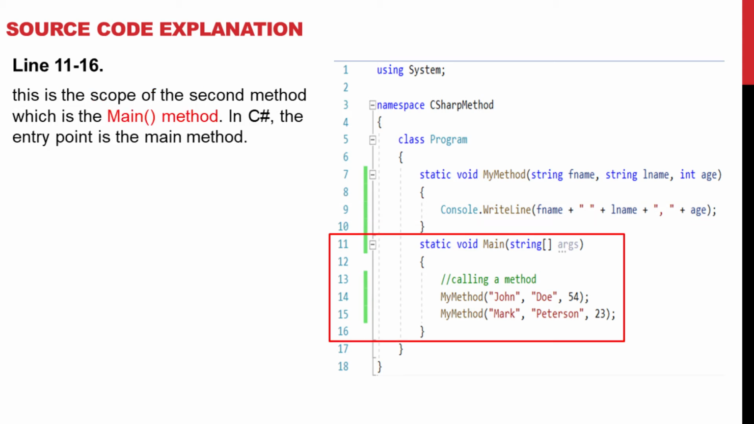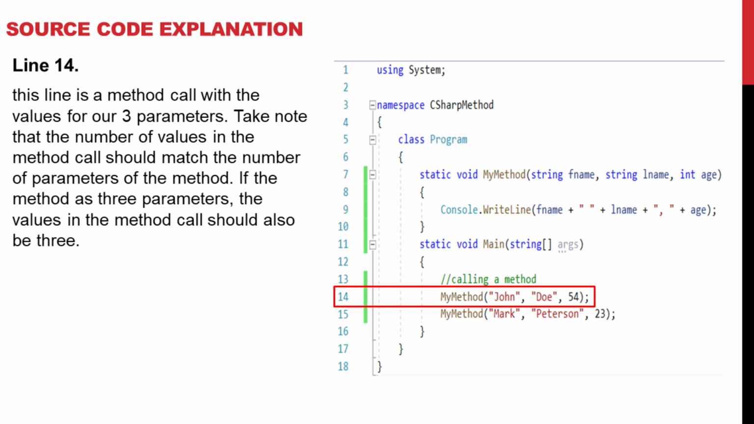Line 11 to 16. This is the scope of the second method, which is the Main method. In C#, the entry point is the Main method. Line 14. This line is a method call with the values for our 3 parameters.